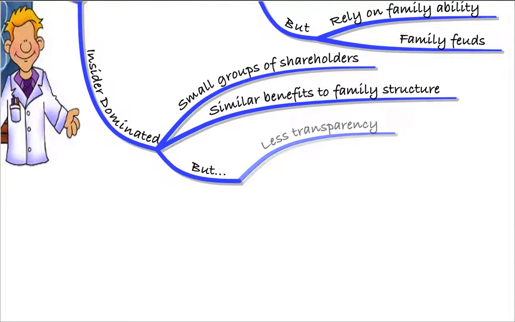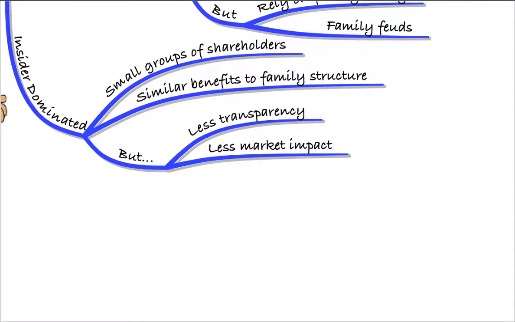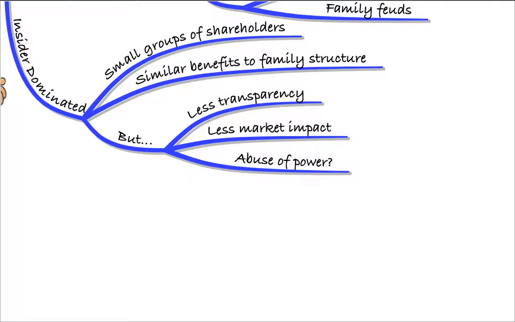However, we do get less transparency because those shareholders don't need to reveal the information. It may mean that there's less market impact, and there may well be an abuse of power by those smaller groups of shareholders, particularly where we have small groups of large shareholders and then some amount of small shareholders. The large shareholders may well abuse their power.